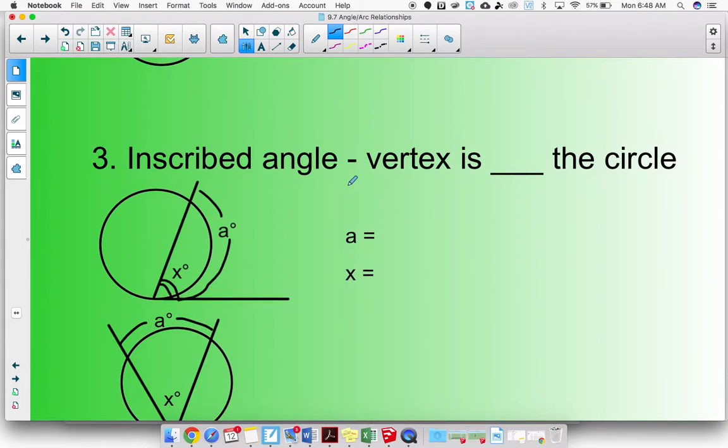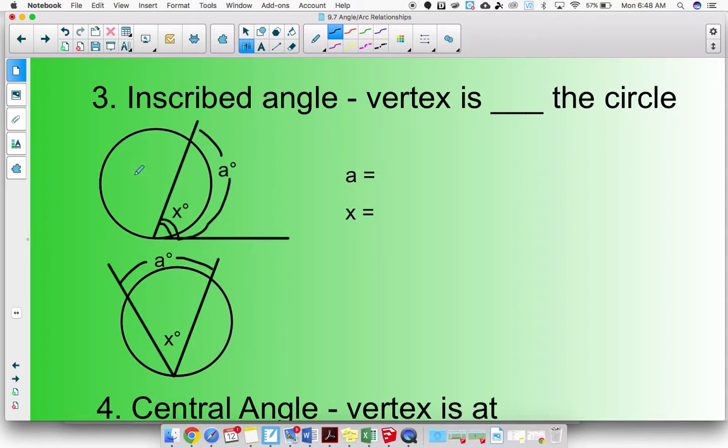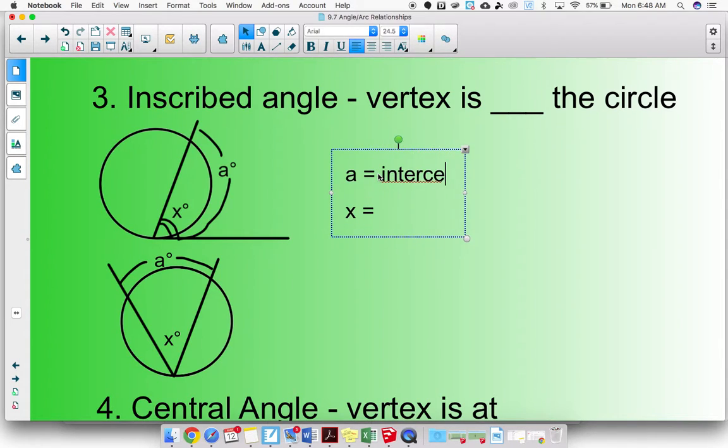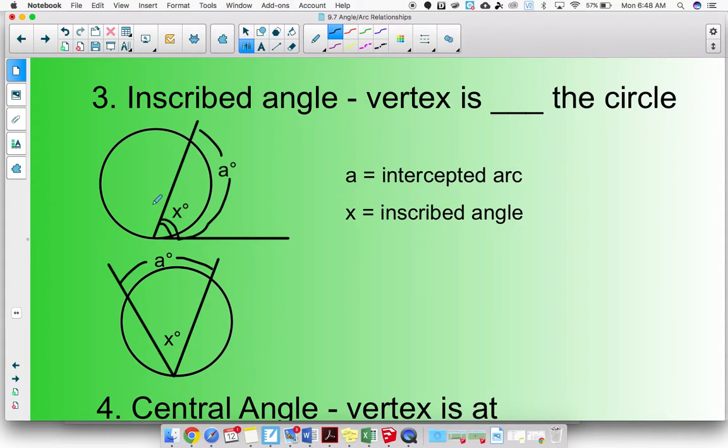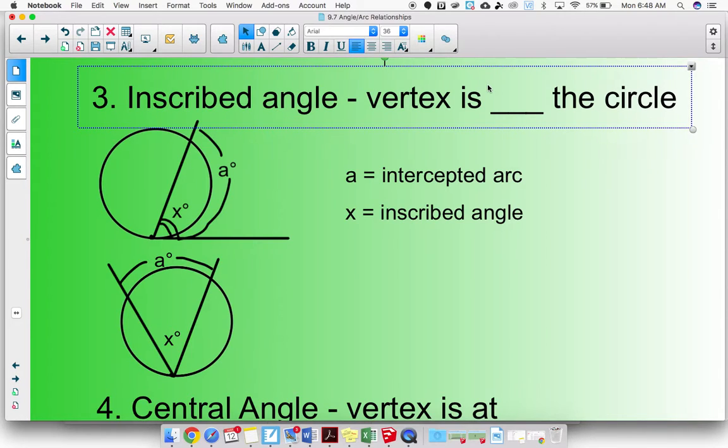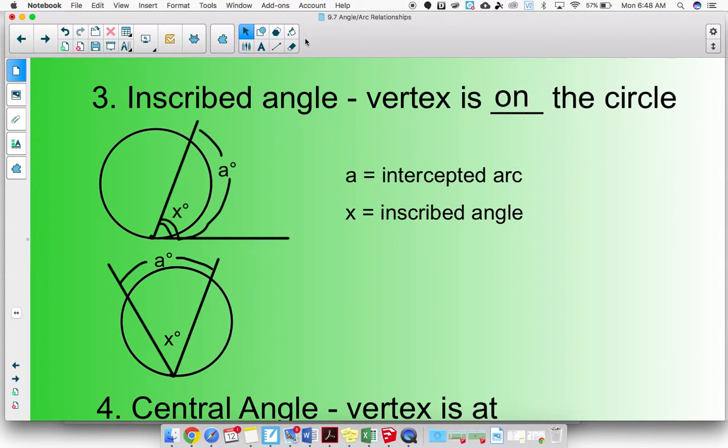The third angle is what's called an inscribed angle. And inscribed angles have a relationship of half the intercepted arc. And so I'll say here, A is going to be considered the intercepted arc. X is going to be the inscribed angle. And for inscribed angles, notice where the vertex is. It's actually right on the circle, like right here. So we'll say with inscribed angles, the vertex is on the circle.